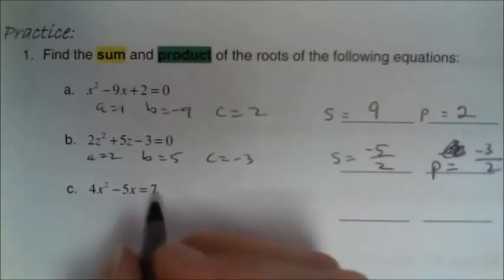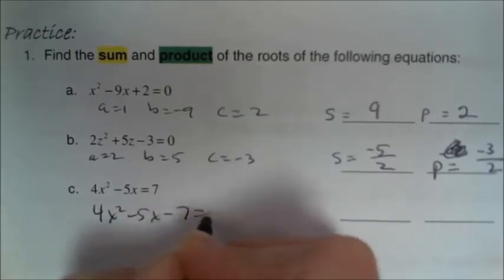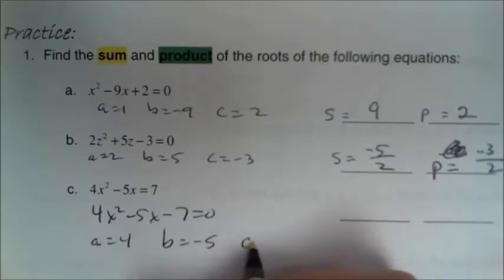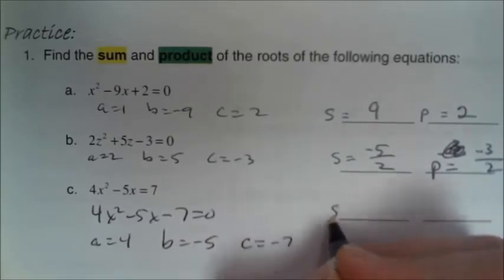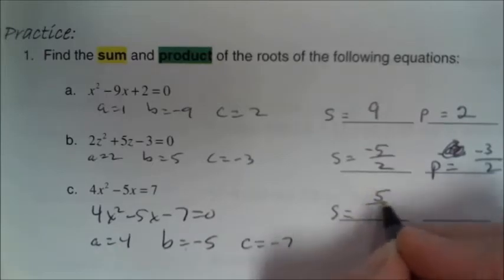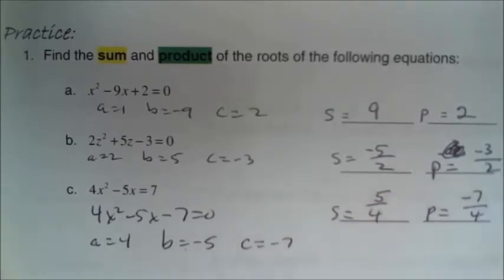And then the last one, you have to subtract 7 first. 4x squared minus 5x minus 7 equals 0. So a is 4, b is negative 5, c is negative 7. So the sum is negative b over a, which is positive 5 over 4. And the product is c over a, which is negative 7 over 4.